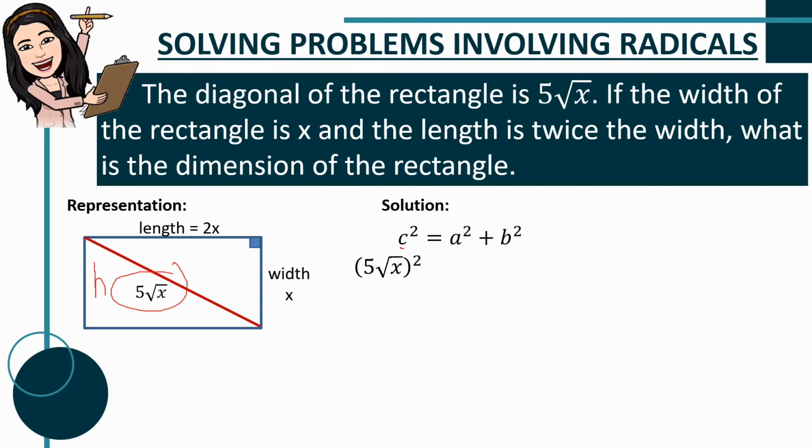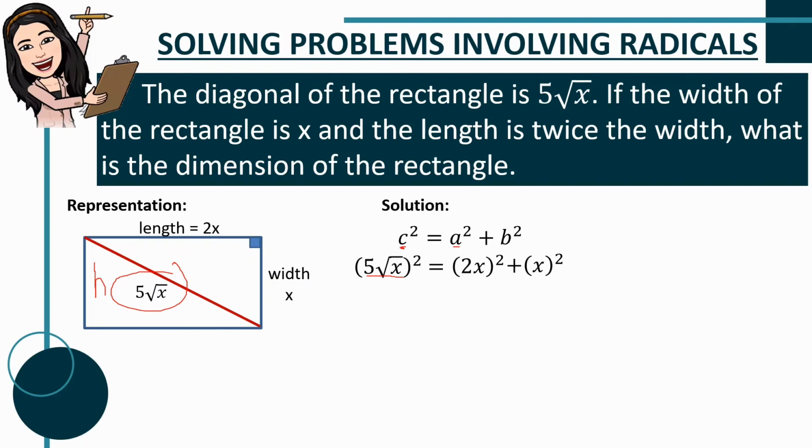So, sinubstitute lamang natin. Instead of writing C, we write the value of C or the hypotenuse. So, that is 5 square root of x quantity squared is equal to a squared. What is a? Okay, this is a, which is the 2x. So, 2x squared. Instead of writing a, we write the value of the length, which is 2x. And then plus b squared, we have x squared. So here we have, okay, we need to simplify it. Let us apply what we have learned.